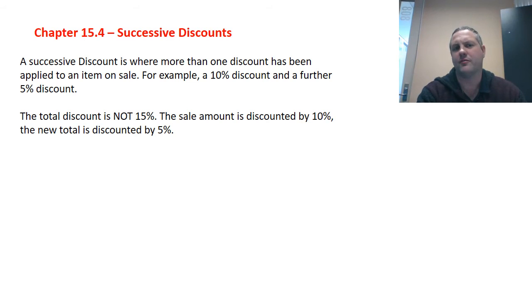Chapter 15.4 Successive Discounts. Successive discounts are where more than one discount has been applied to an item on sale. For example, if you buy an item with a 10% discount, you might get another 5% discount on top of that. The total discount is not 15%. The sale amount is discounted by 10% and then the new total is discounted by 5%. That's what we're going to learn to work out.